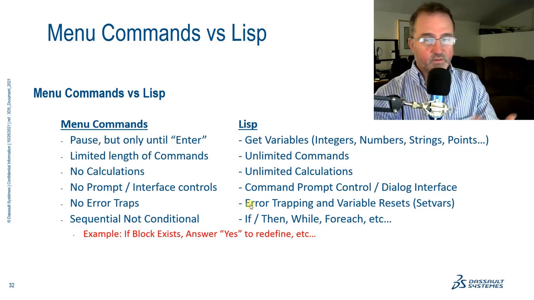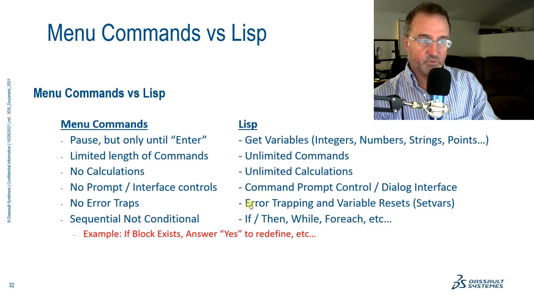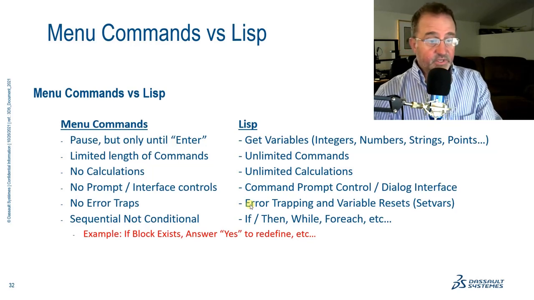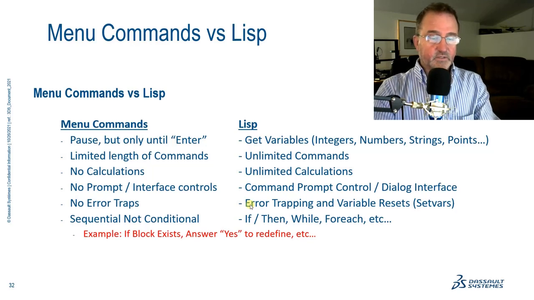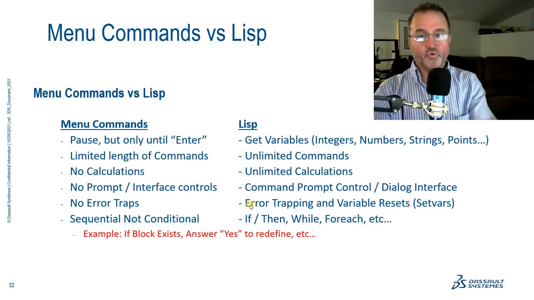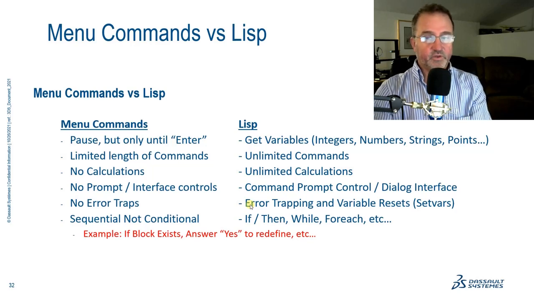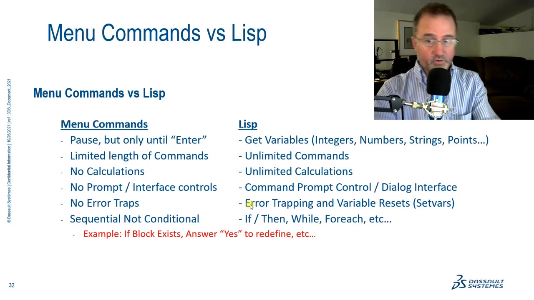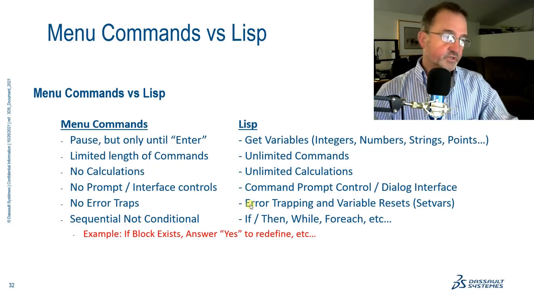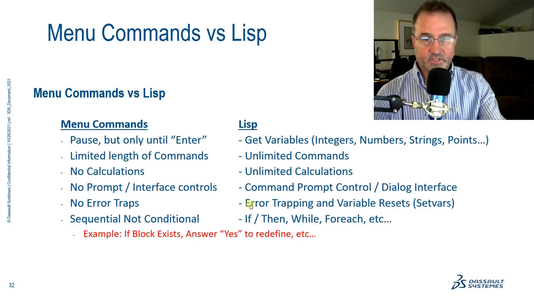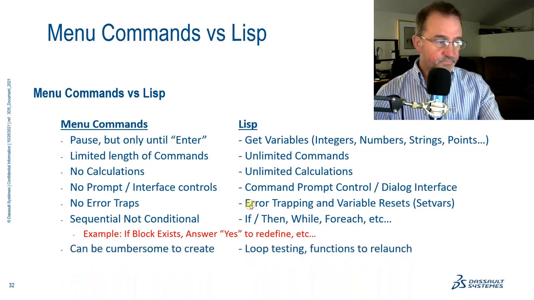So you've got a lot of different flexibility inside of a Lisp routine that you do not have inside of a menu macro. Another example is a lot of times I might say if a block already exists in a drawing, do this sequence of events, but if it doesn't, go and get this block from this location. Or depending on the values that are presented, whether I'm in an imperial or metric drawing, I may go get a different type of block depending on the situation. Those are, again, things I can do in Lisp that I just cannot do in a menu macro.